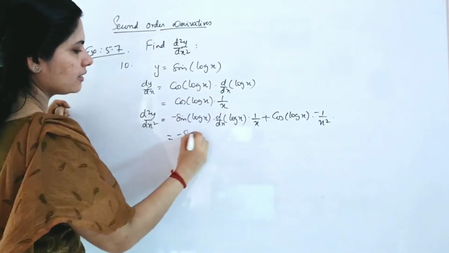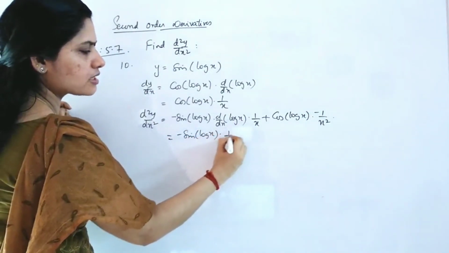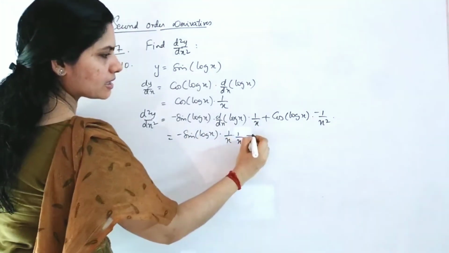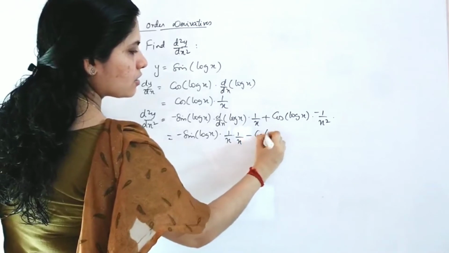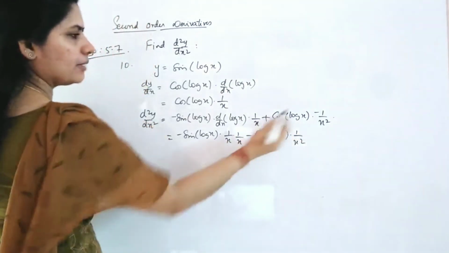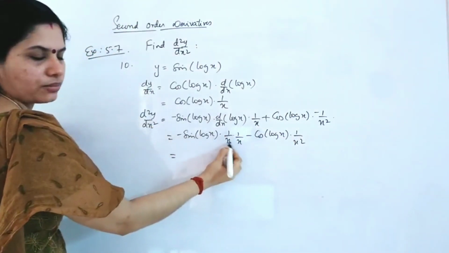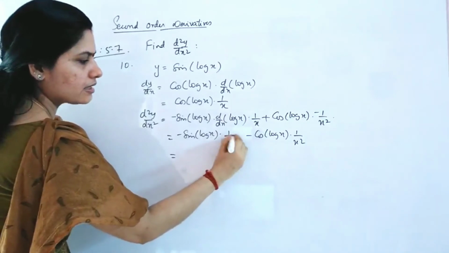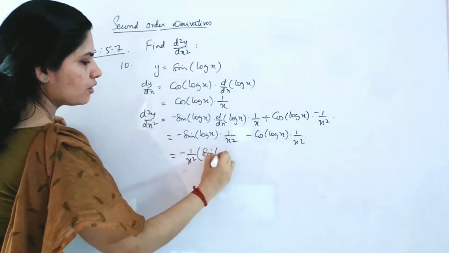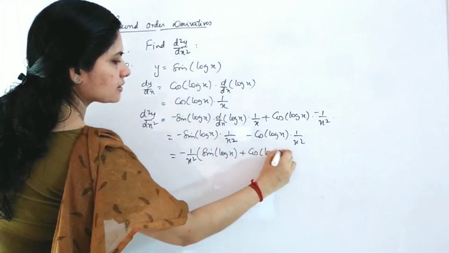Now minus sine of log x into derivative of log x, which is 1 by x. Again you have a 1 by x, so it will become 1 by x square, minus cos of log x again into 1 by x square. That minus has been taken care of. So minus is common and x square is also common. So you are getting minus 1 by x square into sine of log x plus cos of log x.